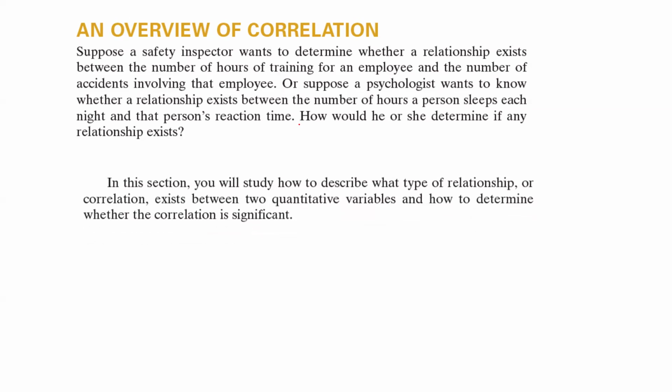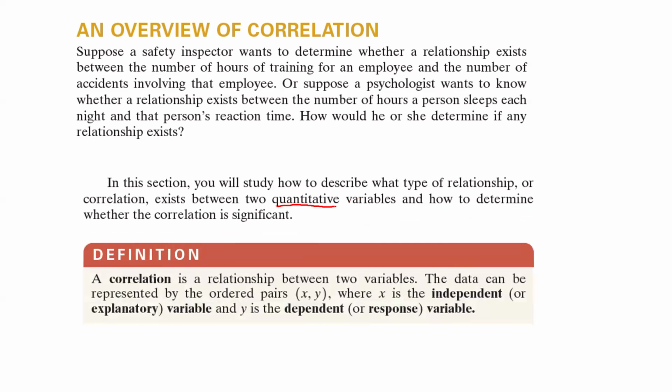In this section, we're going to talk about the type of relation between different types of variables, specifically quantitative variables or numerical variables. A correlation is a relationship between two variables. The data can be represented by ordered pairs (x, y), where x is the independent or explanatory variable and y is the dependent or response variable.